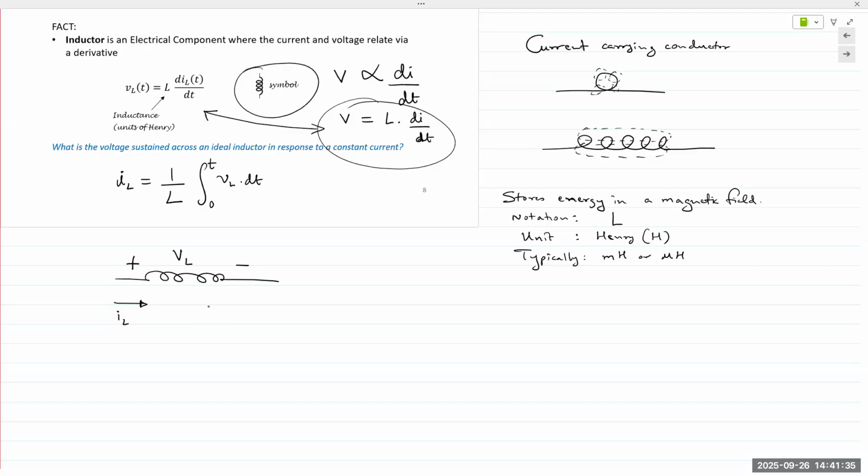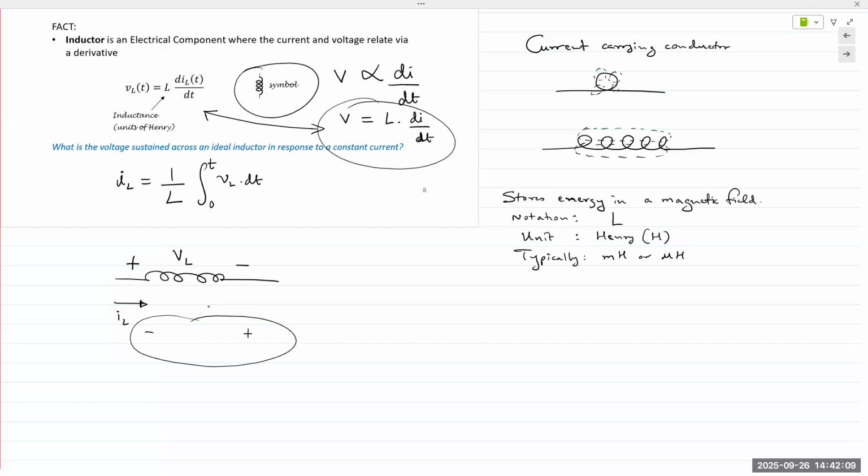So the polarity of that would be something like this. That magnetic field gives rise to a voltage that essentially opposes any change in the current. A very simplistic explanation, if you will. As long as IL doesn't try to change, this voltage will not oppose it because it's stored the energy.